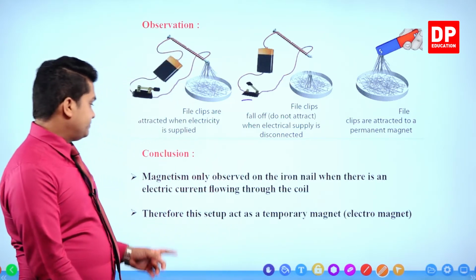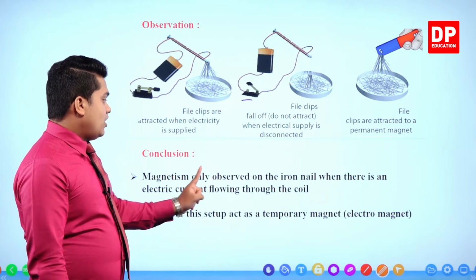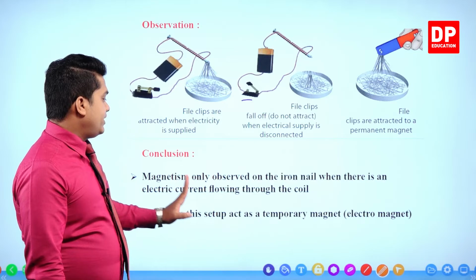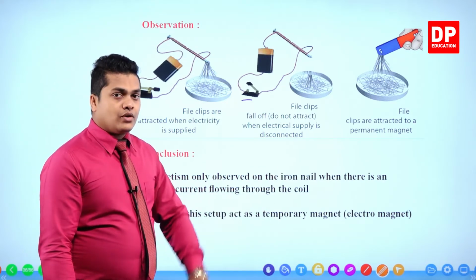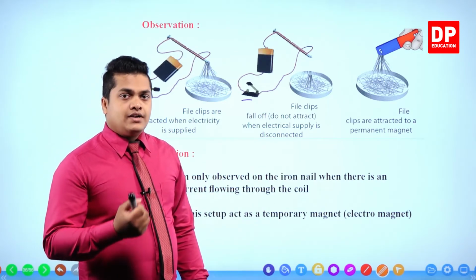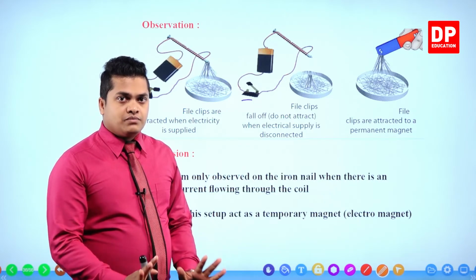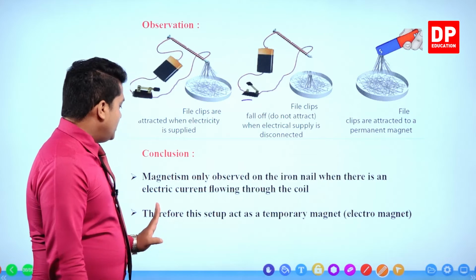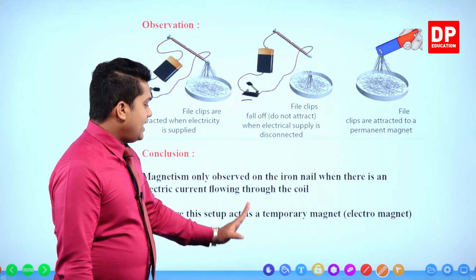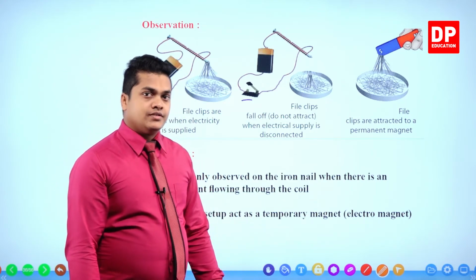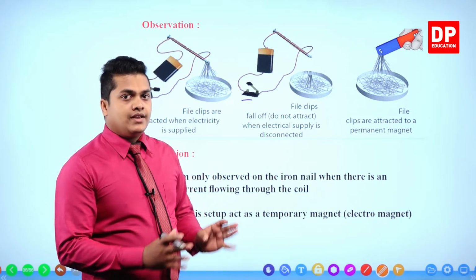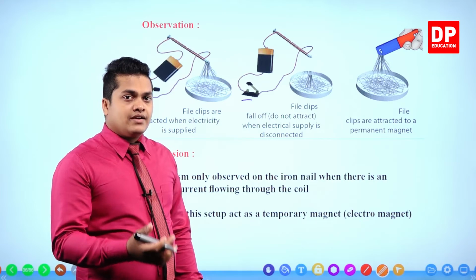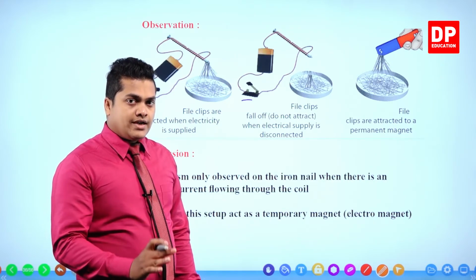So here, magnetism is only observed on the iron nail when there is an electric current flowing through the coil. When electric current is flowing through the coil, we can observe a magnetic effect, or a magnetic field. Therefore, this setup acts as a temporary magnet, which means that the magnetic power is not going to last for a longer time.